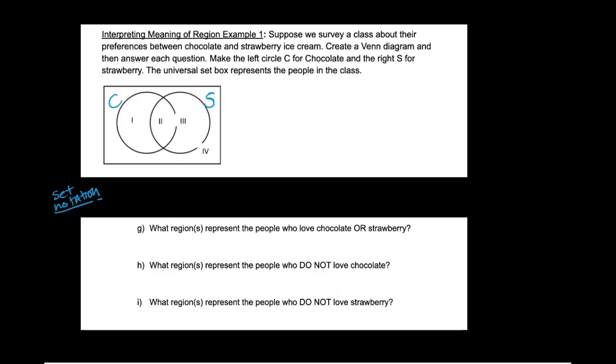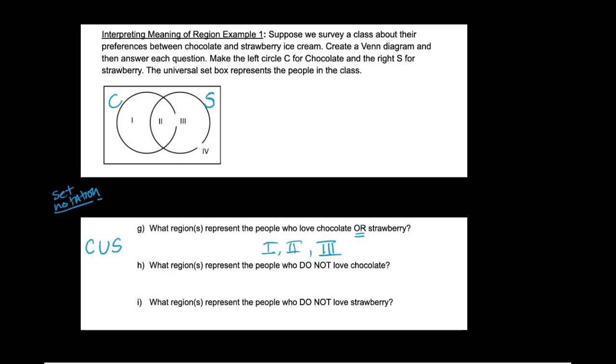For part G, we're asked what region or regions represent the people who love chocolate or strawberry. When you see this word or, that means we could be looking at anything in the chocolate circle, anything in the strawberry circle, and that includes both. People that love both would also raise their hand and say, yes, that's me, if you ask them, do you love chocolate or strawberry? So we're looking at this entire region, regions 1, 2, and 3. The set notation is just a union, because a union puts all of chocolate plus all of strawberry together, including what they share. So the set notation would be C union S.